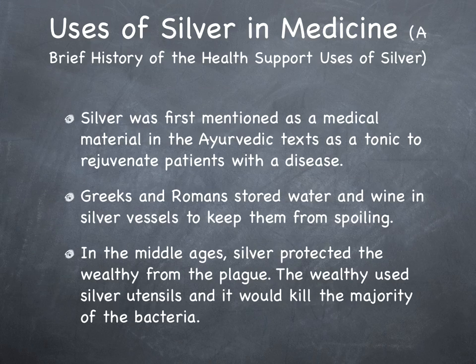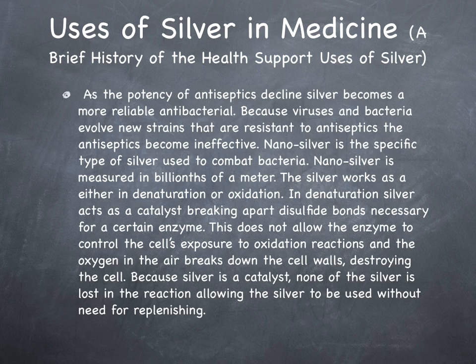Silver was first mentioned as a medical material in the Ayurvedic text as a tonic to rejuvenate patients with a disease. Greeks and Romans stored water and wine in silver vessels to keep them from spoiling. In the Middle Ages, silver protected the wealthy from the plague. The wealthy used silver utensils and it would kill a majority of the bacteria. As the potency of antiseptics declines, silver becomes a more reliable antibacterial. Because viruses and bacteria evolve new strains that are resistant to antiseptics, the antiseptics become ineffective.